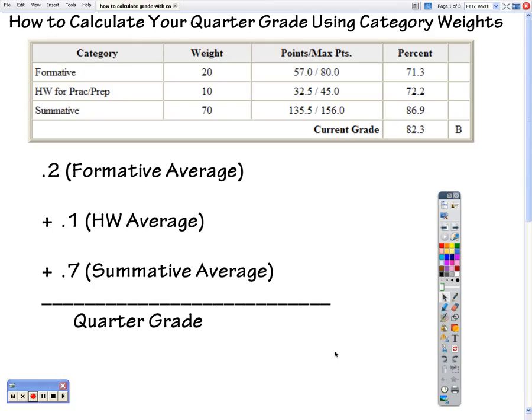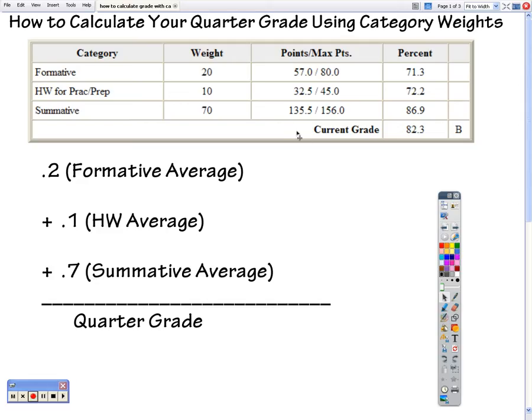In this video, I'm going to show you how to calculate your quarter grade for any marking period of school using the category weights depending on each class. And then we're going to go through a few scenarios to cover all the what-if questions you will probably be asking as the quarter goes on: how can I raise my grade at the end of the quarter, how can I raise my grade while the quarter is going on.